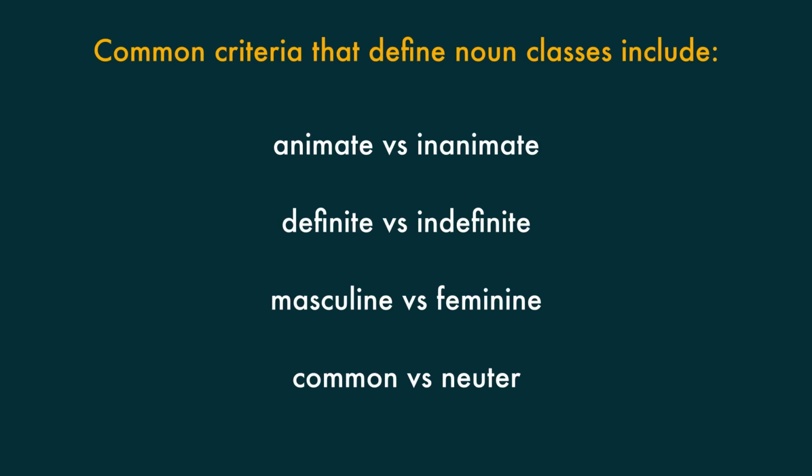Noun class is how a language categorizes nouns, and a criteria that one could use could be like animate versus inanimate objects or masculine versus feminine. In English, we have masculine and feminine gender, which also coincides with the biological gender. The German language has 3 grammatical genders: masculine, feminine, and neuter.